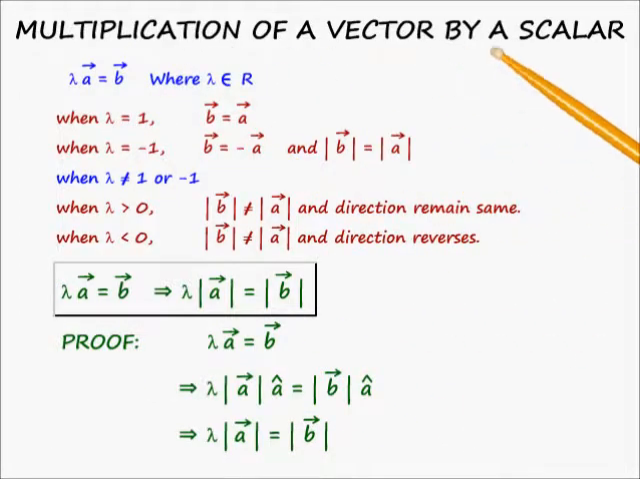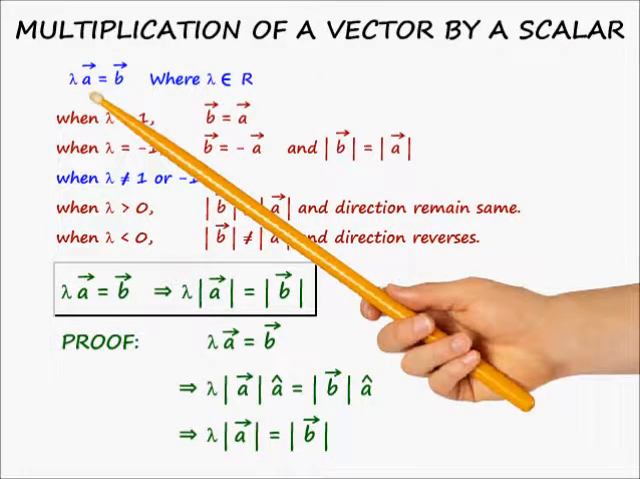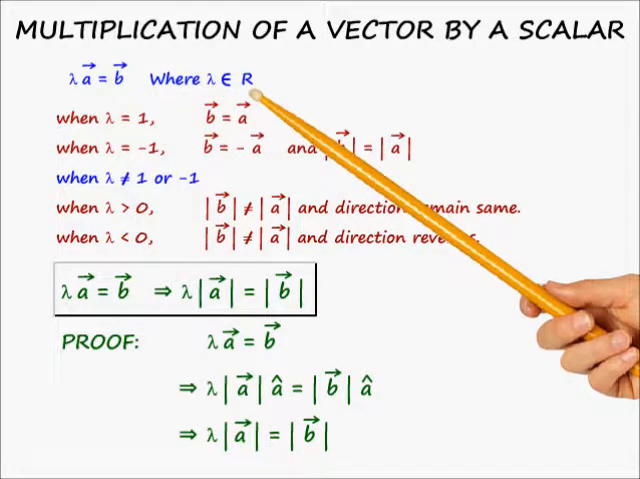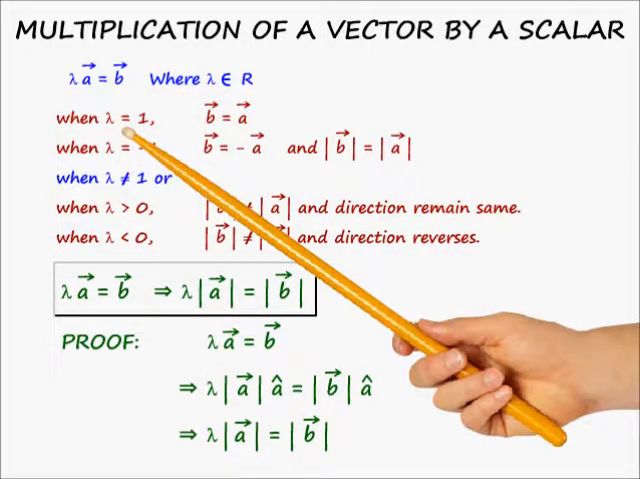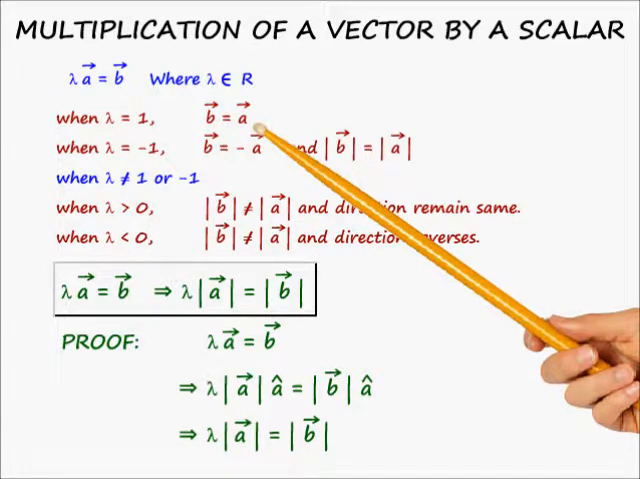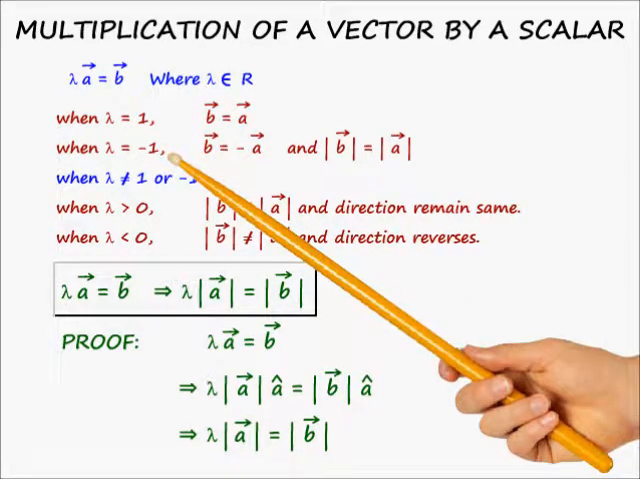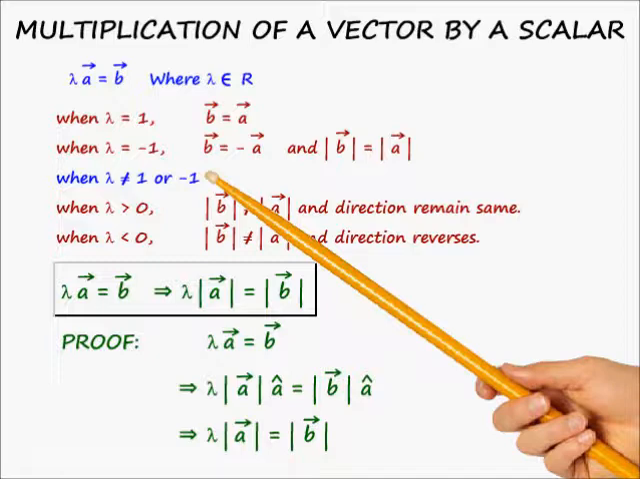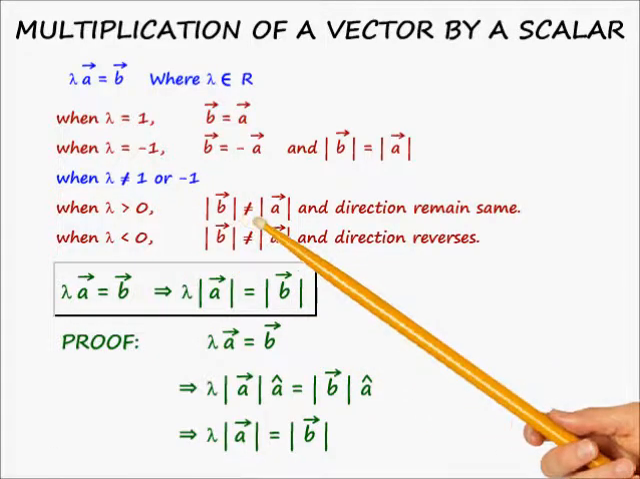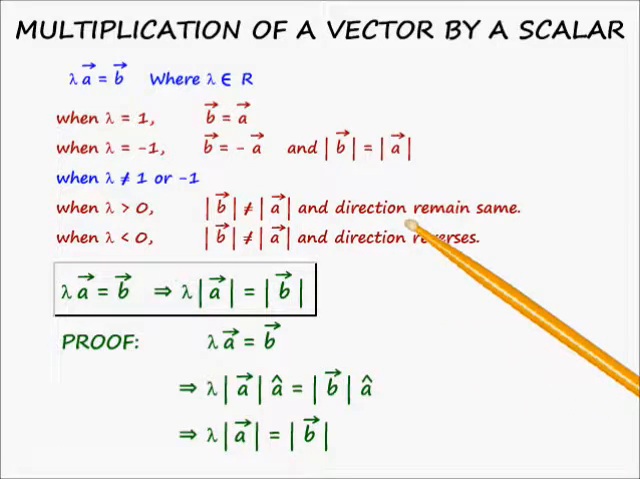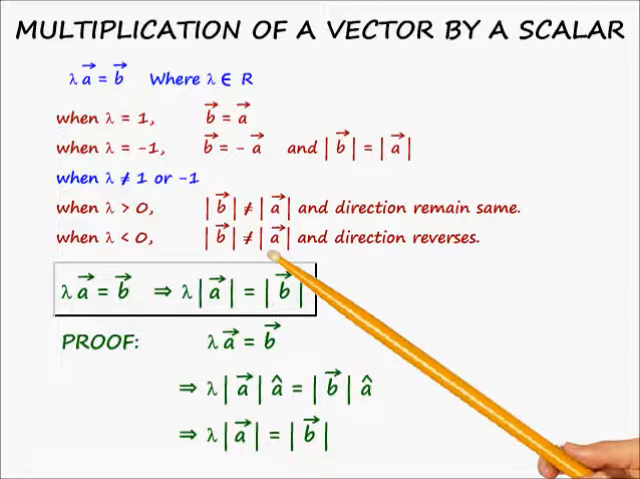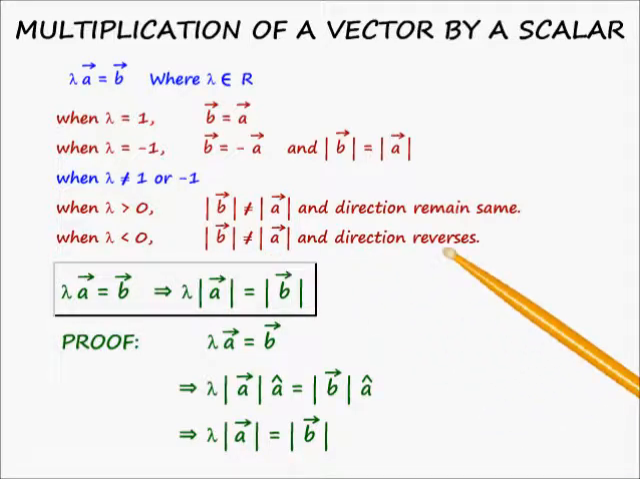Multiplication of a vector by a scalar. When a vector is multiplied by scalar lambda, where lambda belongs to a set of real numbers, if lambda is equal to 1, then nothing happens. If it is multiplied by -1, then direction reverses but magnitude remains the same. If lambda is not equal to 1 or -1 and is positive, then the magnitude of the vector changes but not the direction. And if lambda is negative, then both magnitude changes and the direction reverses.